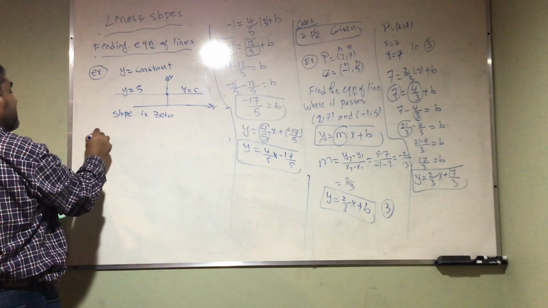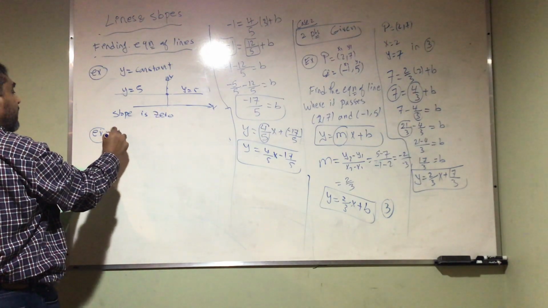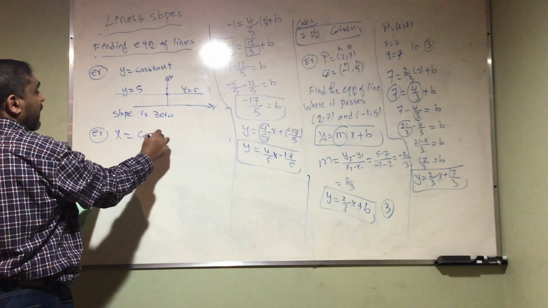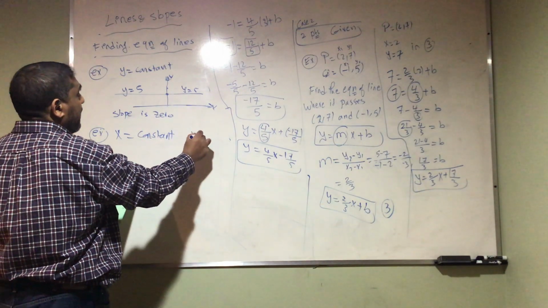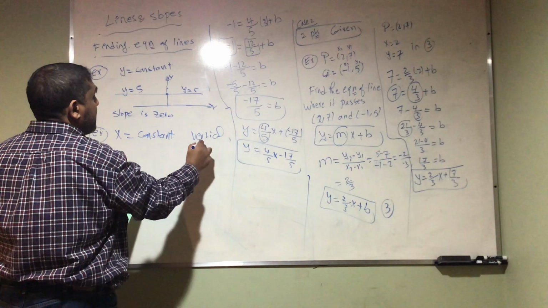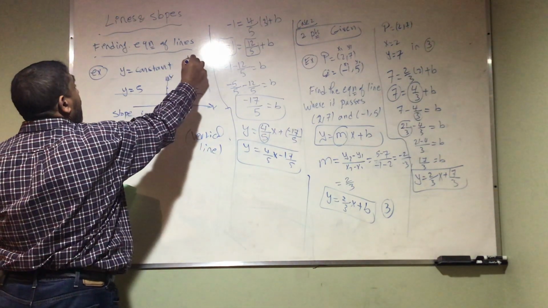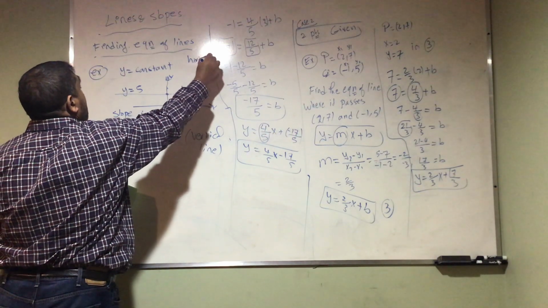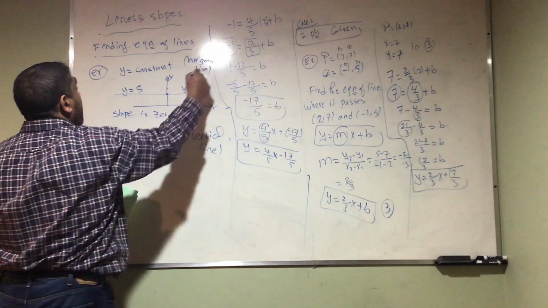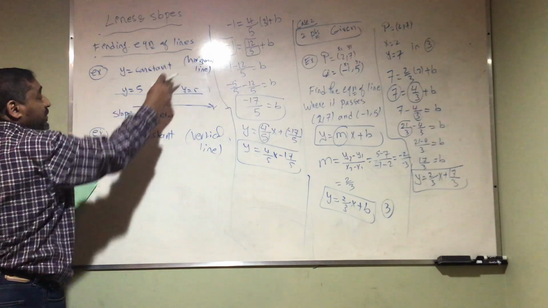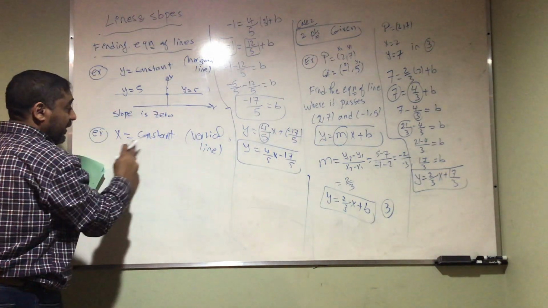Another example: if I give you x equal constant, what is that? That is a vertical line. I write in brackets vertical line, and this one here is a horizontal line, in brackets horizontal line. The slope of any horizontal line is 0, and a vertical line is x equal constant.